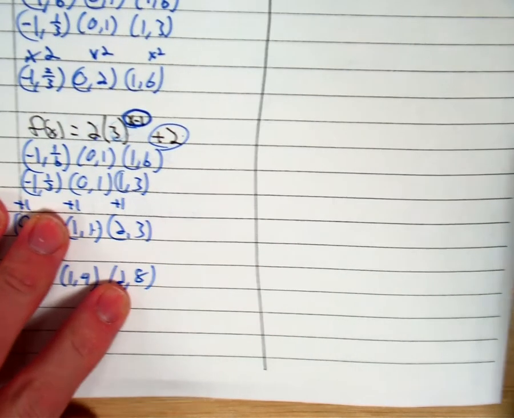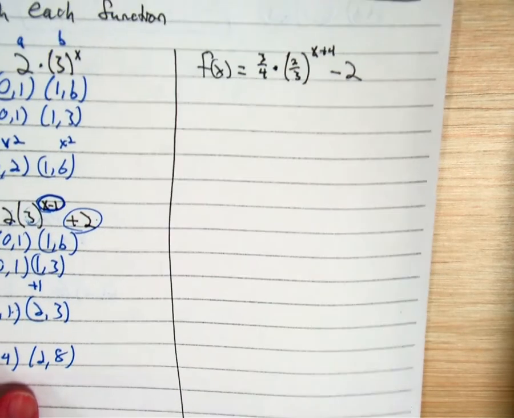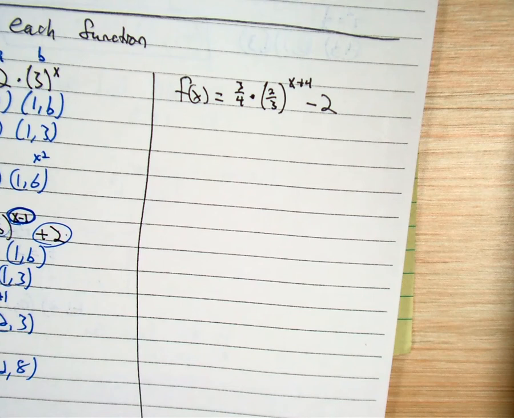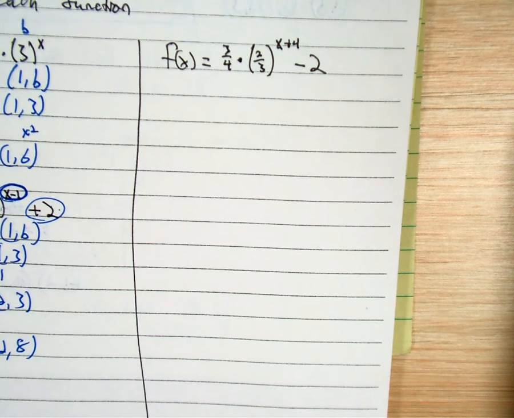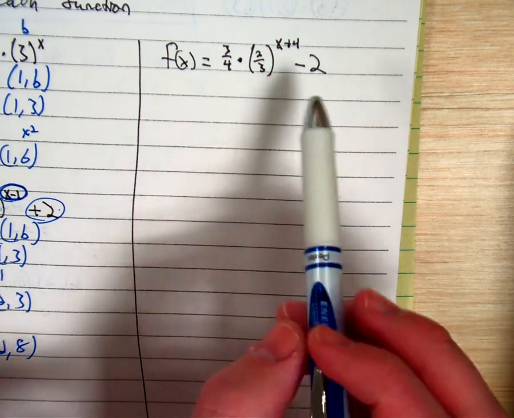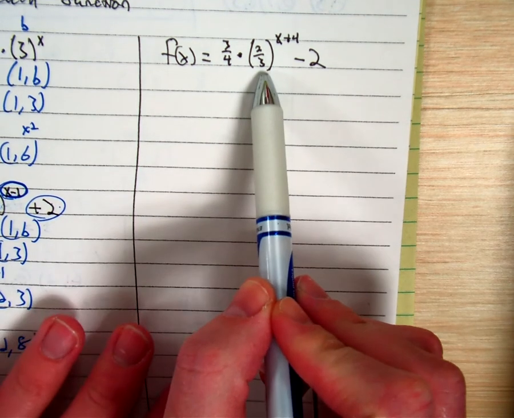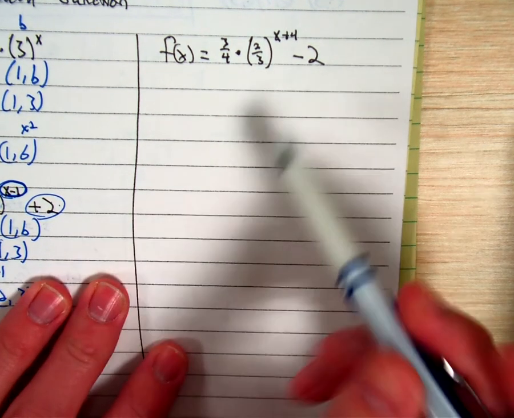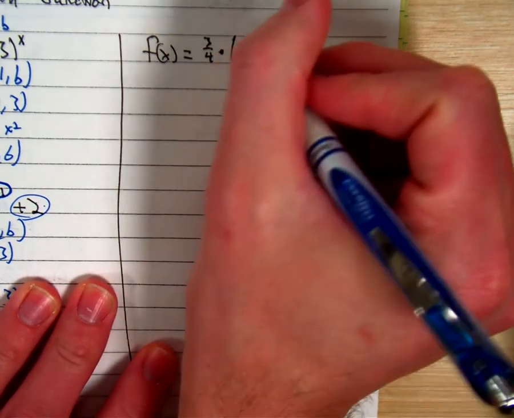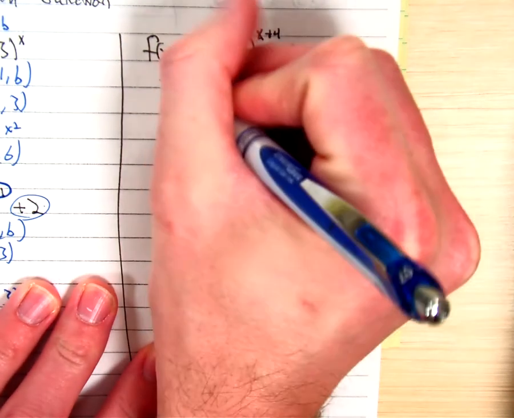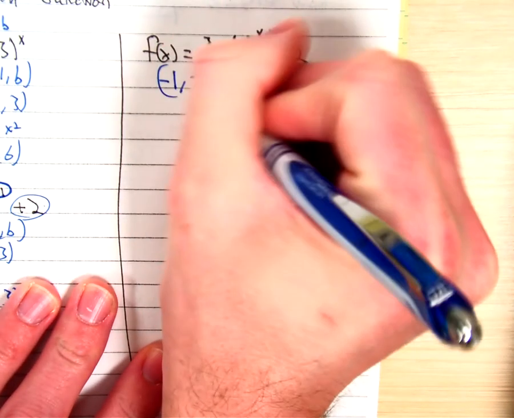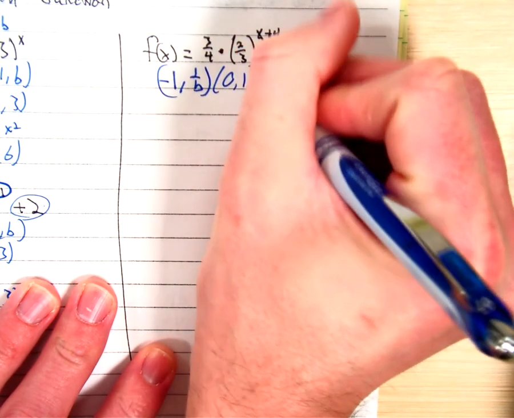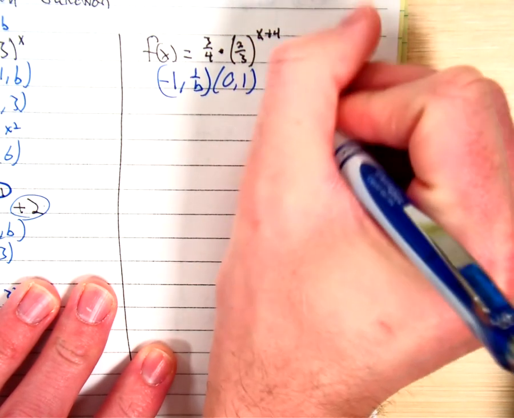Okay, one last one here. Super nasty one. Let's see if we can do it. 3/4 times 2/3 to the x plus 4, minus 2. So this is a decay one. Okay, so remember our anchor points: -1, 1 over b, 0, 1, 1, b.